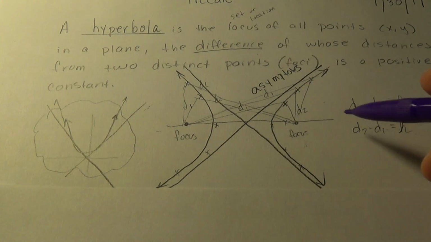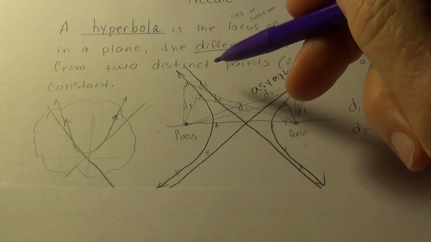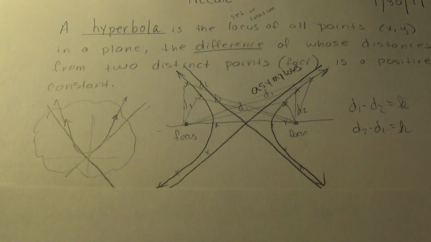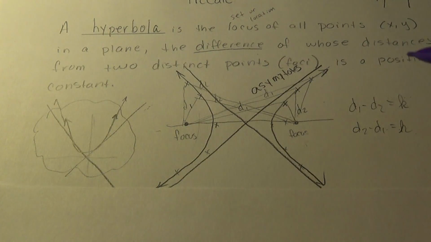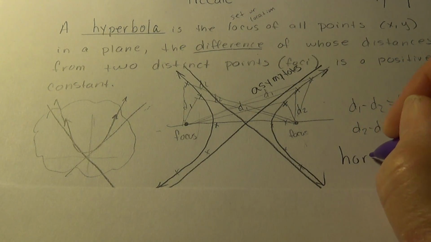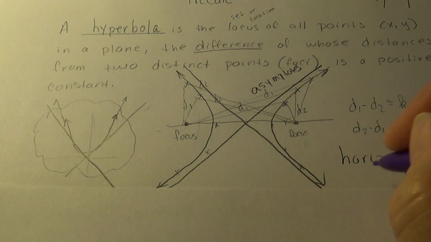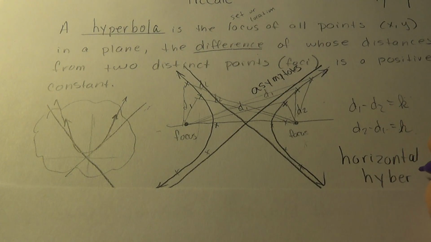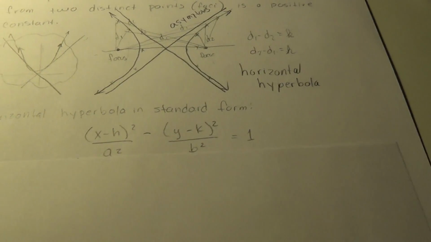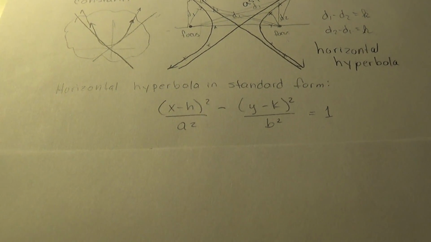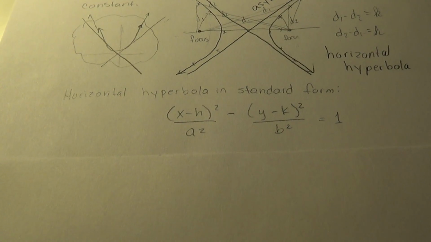Alright, so the hyperbola has two sections. They are bounded by asymptotes, and these asymptotes will help us actually graph these. So this particular one, where the openings are left and right, is called a horizontal hyperbola. And I will give you the standard form for that one. So here's the horizontal hyperbola in standard form.